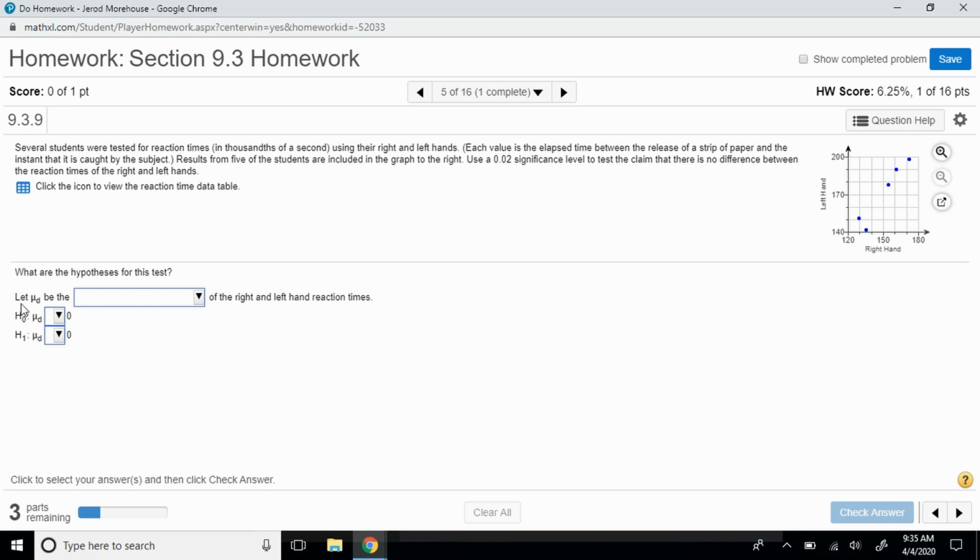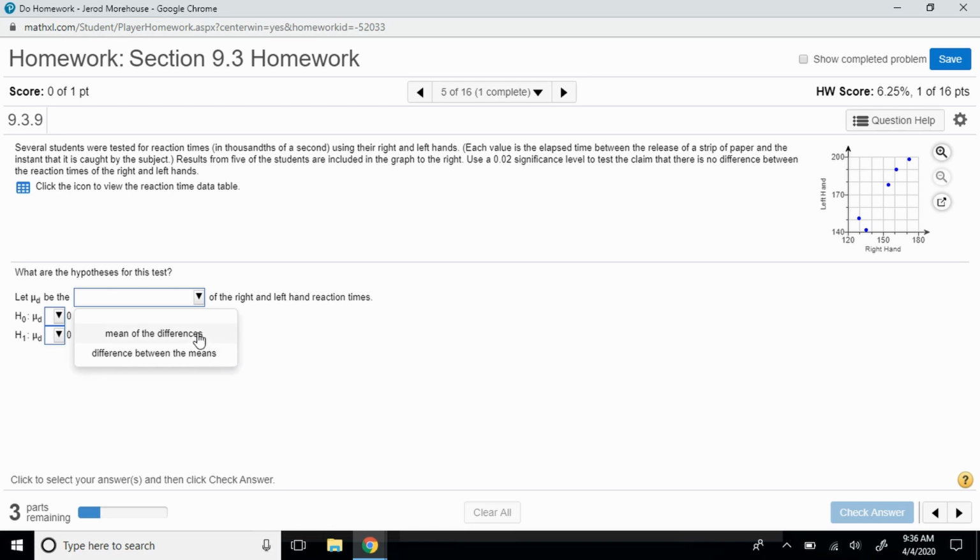So for the hypotheses, it says let mu sub d be the difference between the means or the mean of the differences. So it's a little bit subtle. You might think these are the same things. The second one, the difference between means, would be what we covered in the previous section with a mu sub 1 minus a mu sub 2.